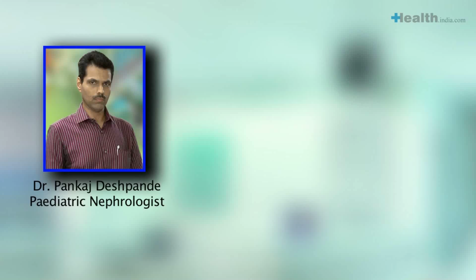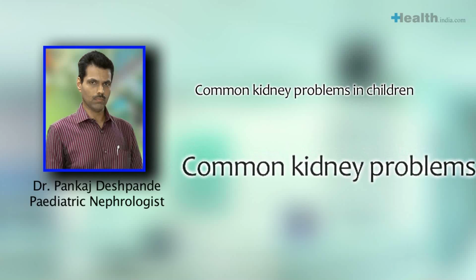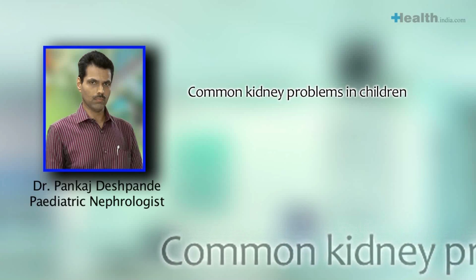What are the most common kidney problems that are seen in children? Urine infections are the common problems that you see in children, and conditions that mimic urine infections as well. Nephrotic syndrome, where you get swelling in the child and is pretty scary for the parents.